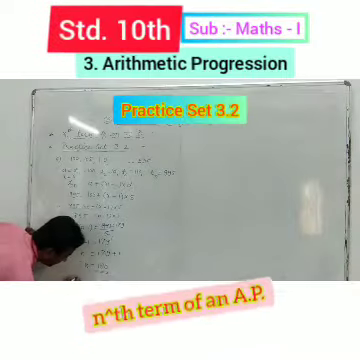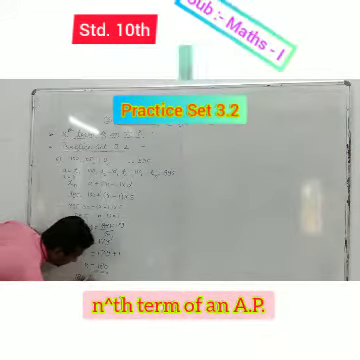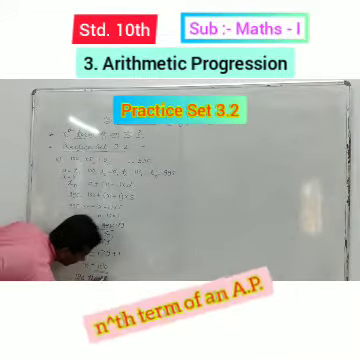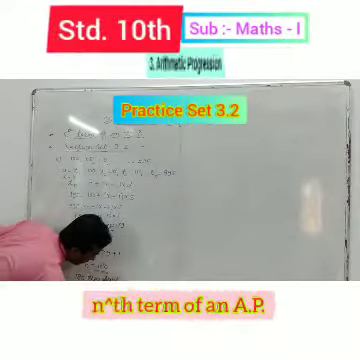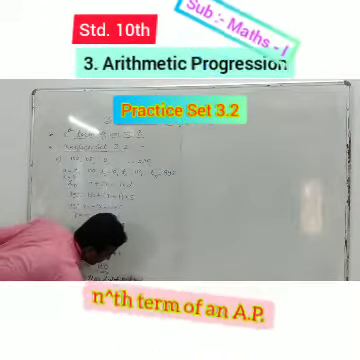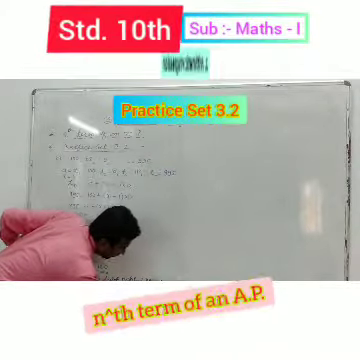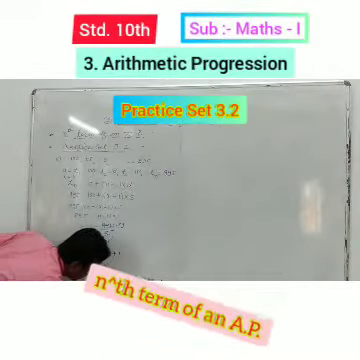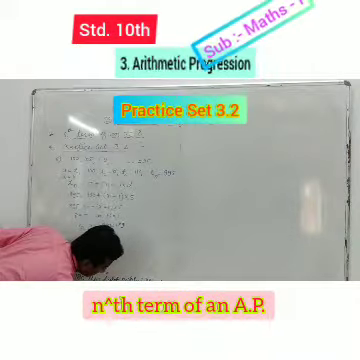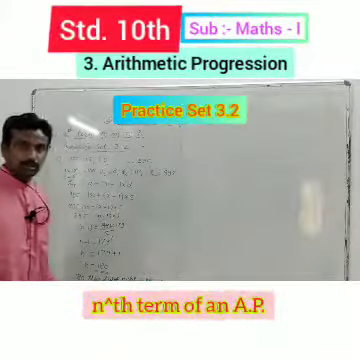Therefore, 180 3-digit natural numbers are divisible by 5. This is the solution.